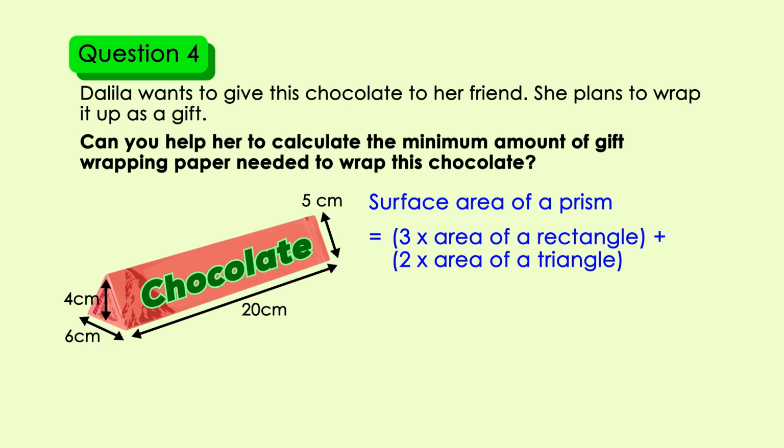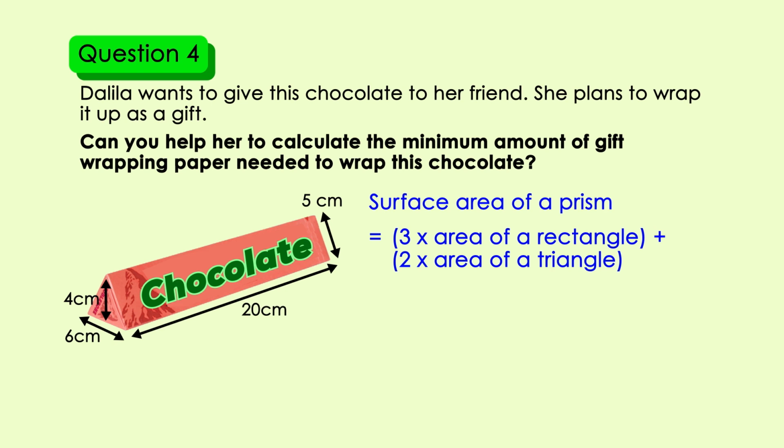For the sides, the area of the rectangle is 5 centimeters times 20 centimeters. For the base, the area of the rectangle is 6 centimeters times 20 centimeters. Whereas for the cross section, the area of the triangle is half times 6 centimeters times 4 centimeters.